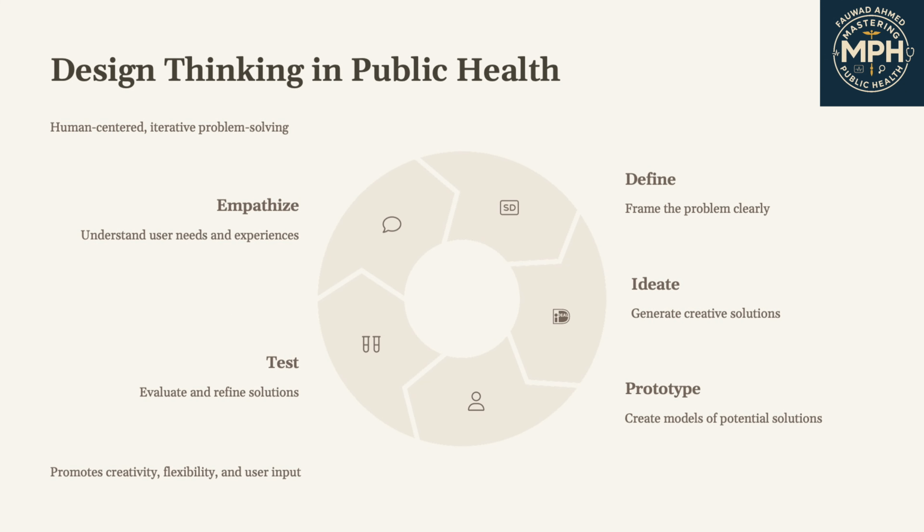Design thinking in public health. Design thinking is a human-centered, iterative process for creating meaningful, effective solutions. It includes 5 key steps. First is empathize, understand the needs, perspectives, and barriers of the target population. Second is define, articulate the specific problem you want to solve.